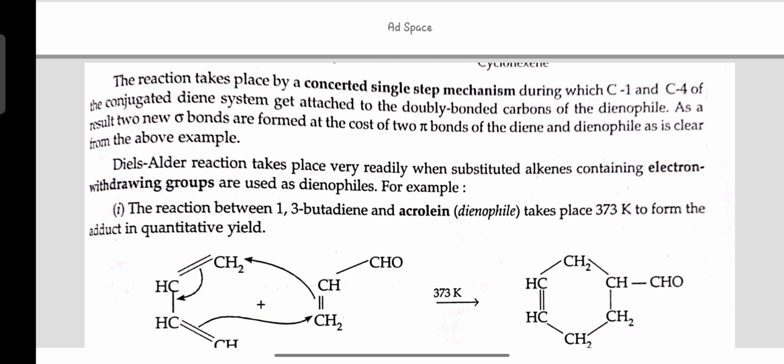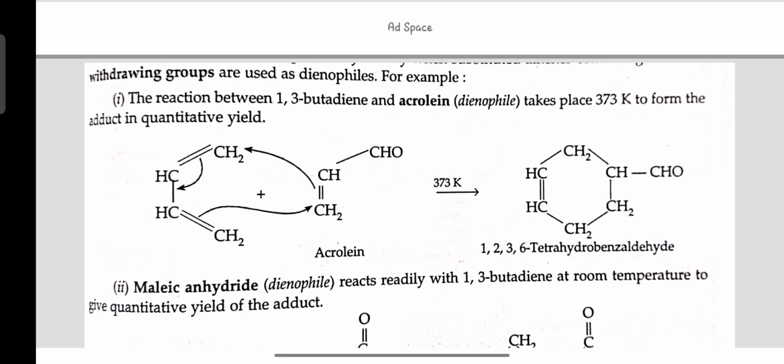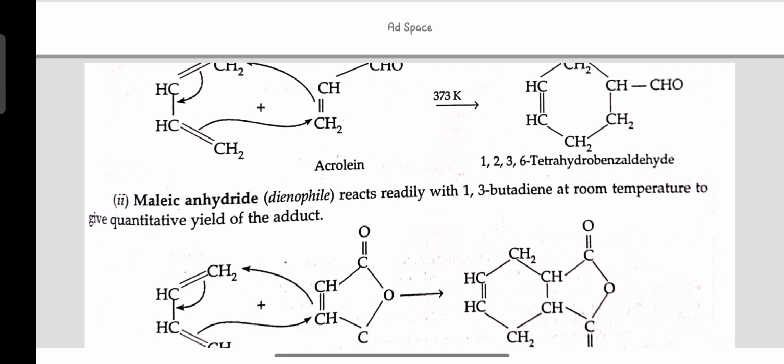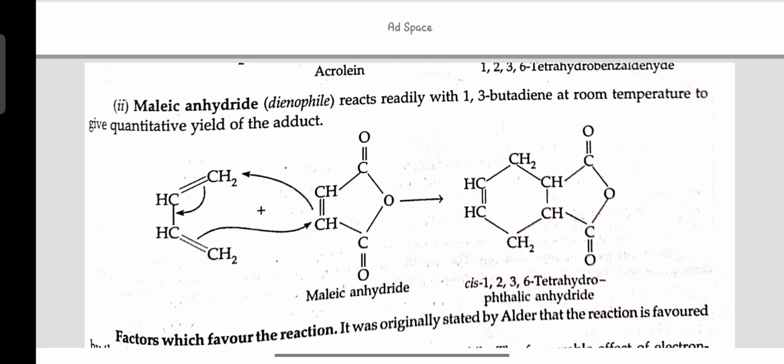Diels-Alder reaction takes place very readily when substituted alkenes containing electron withdrawing groups are used as dienophiles. For example, first, the reaction between 1,3-butadiene and acrolein takes place at 373 Kelvin to form the adduct in quantitative yield. Second, maleic anhydride reacts readily with 1,3-butadiene at room temperature to give quantitative yield of the adduct.